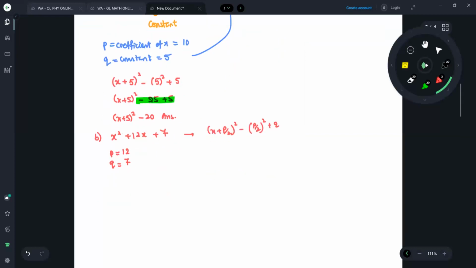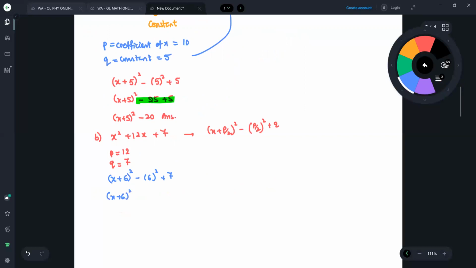Let's put this down in the formula. x plus 6 whole square minus 6 whole square plus q, which is 7. Now x plus 6 whole square does not change. What is 6 square? 36 plus 7. Minus 36 plus 7, I guess, is minus 29. That's my answer. Easy stuff, yes or no? Yes.